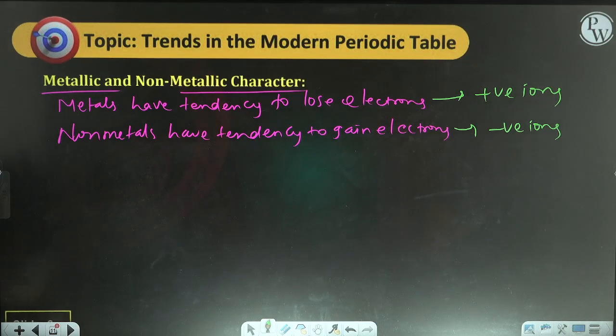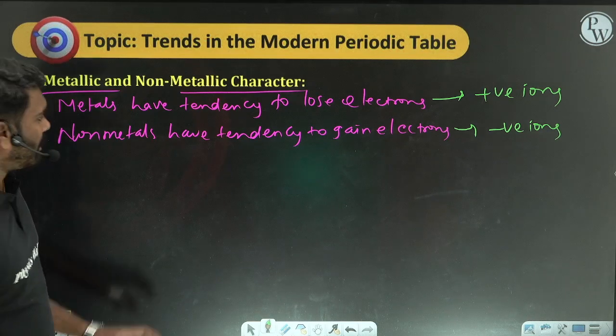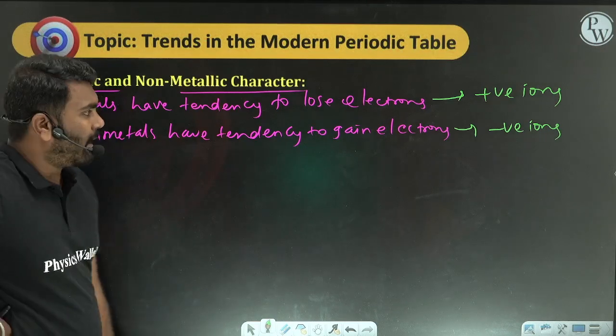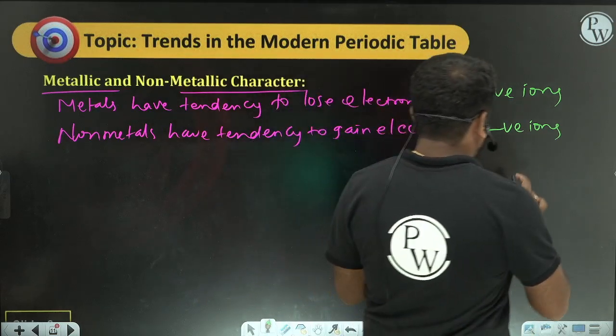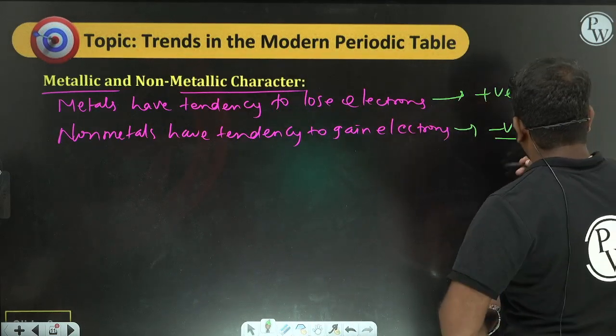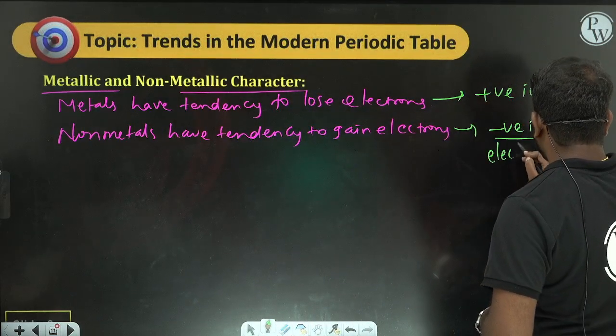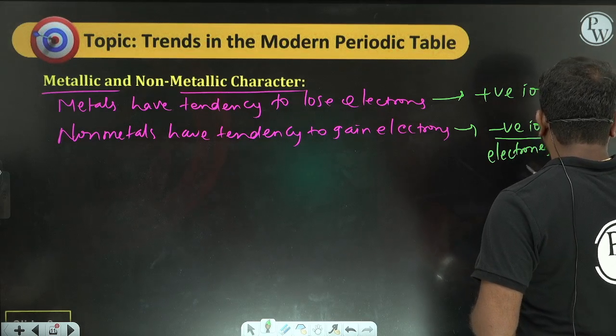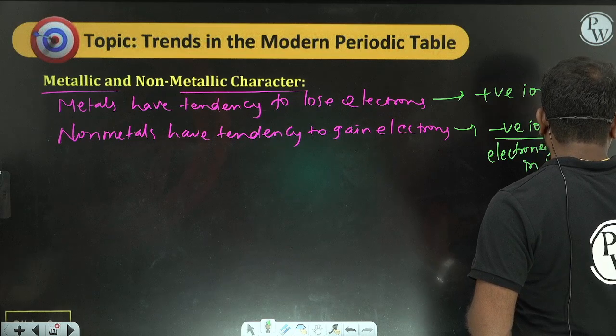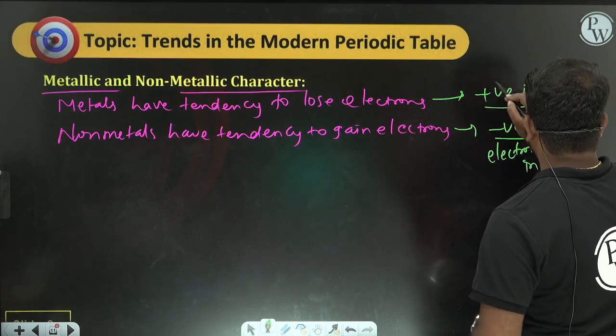So here, non-metals are electronegative in nature and metals are electropositive in nature. So positive ions, negative ions, therefore electronegative in nature, okay, these are electropositive in nature.